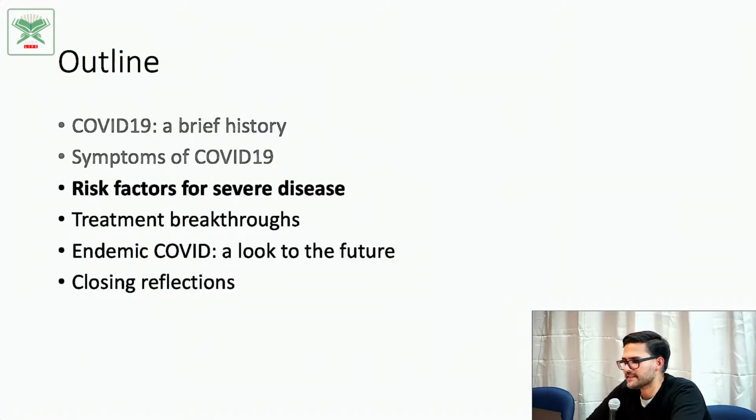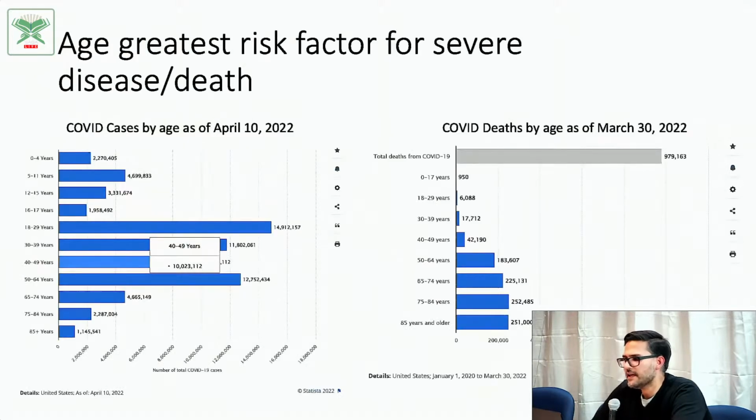So then if we go to the next slide, we'll return to our outline and we'll talk about risk factors for severe disease. And on this figure, you'll see two tables again. This is cases on the left and deaths on the right. And this is stratified or broken down by age. And so what you'll see is while cases are widely distributed from the young to the old, most commonly in the people in their 20s, 30s, and 40s, deaths are very severely skewed to the older patients. For people in their 50s, 60s, 70s, and 80s, age is by far the greatest risk factor for severe disease and death.